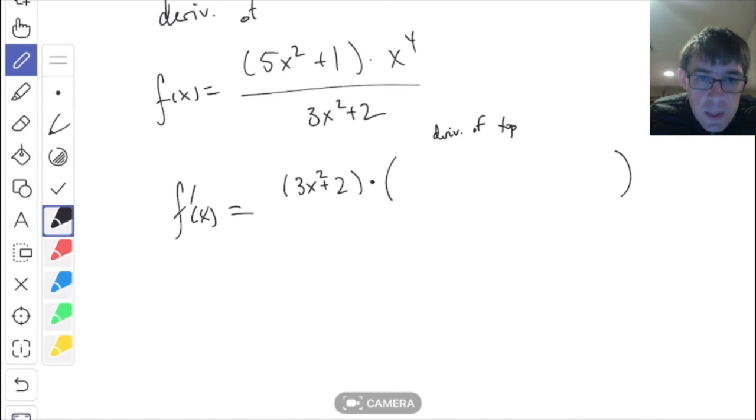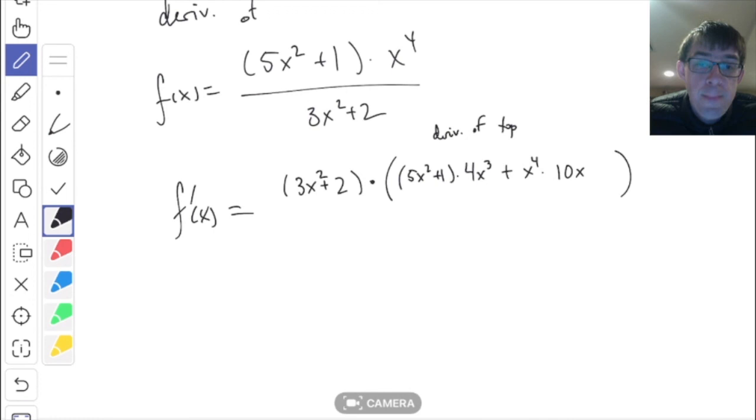And what's that going to be? The product rule is the first thing times the derivative of the second thing plus the second thing times the derivative of the first thing. So I go first thing, 5x squared plus 1, times the derivative of the second thing, 4x cubed, plus the second thing, x to the 4, times the derivative of the first thing, which would be 10x. All right? So this much is the derivative of the top, and in there, I did the product rule.